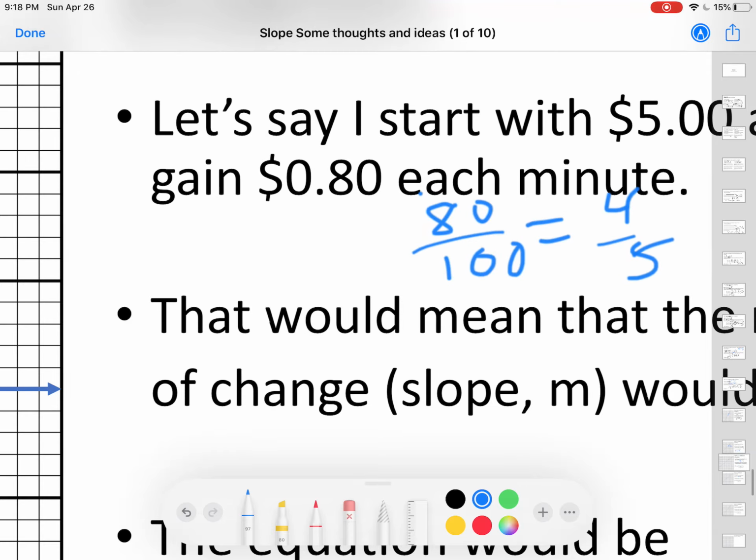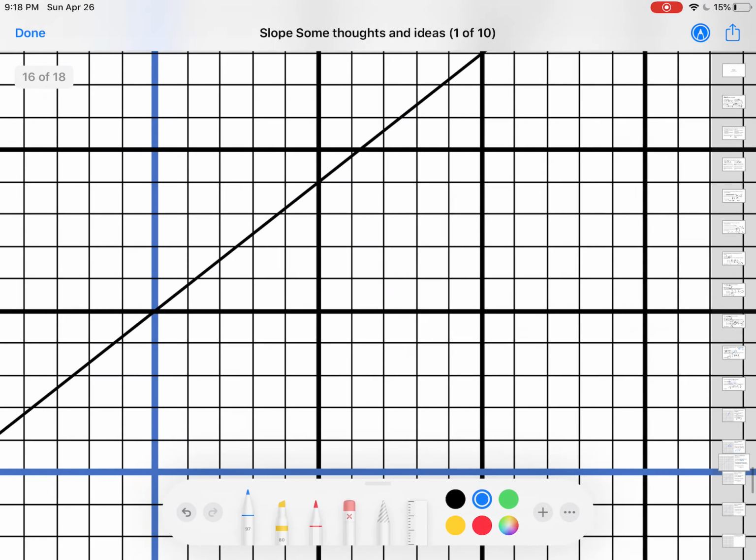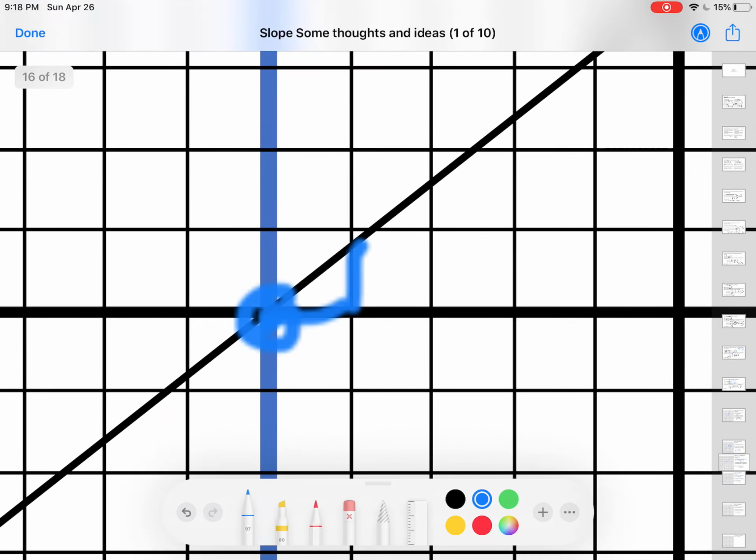And that simplifies to 4/5. So the slope is going to be 4/5. The equation is y equals 4/5 x plus 5. Well, let's see. Here I am at $5. I go up 4/5. That's 4/5 because you notice it's less than a whole dollar up.